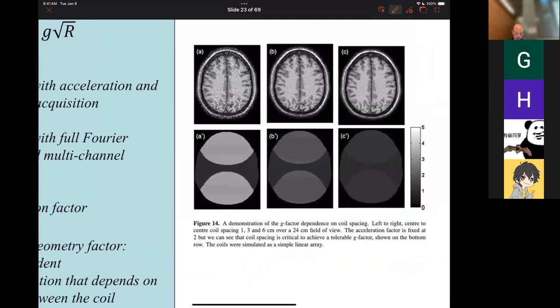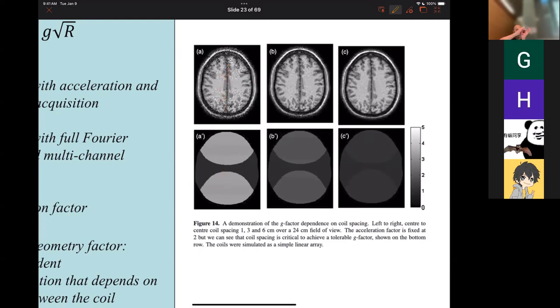Yeah, so essentially what you're seeing here is, I think in this case, a simulation where they're taking two coils and just spreading them apart. If the two coils are very close together, you notice there are areas of very high G factor, close to 5. And therefore you see the image is very noisy.